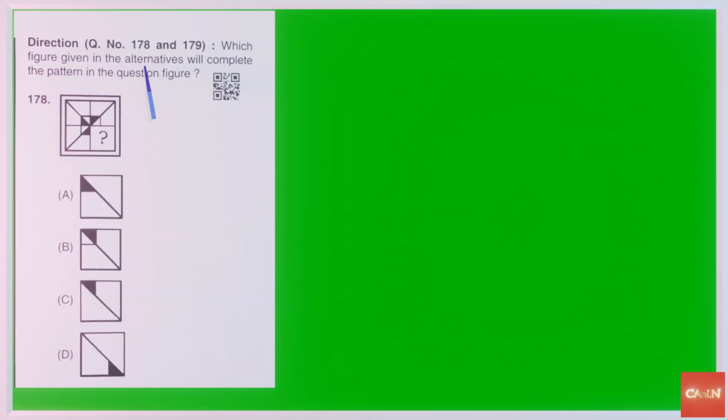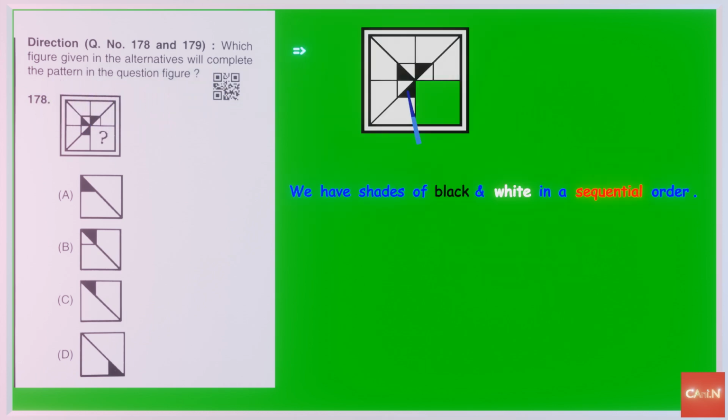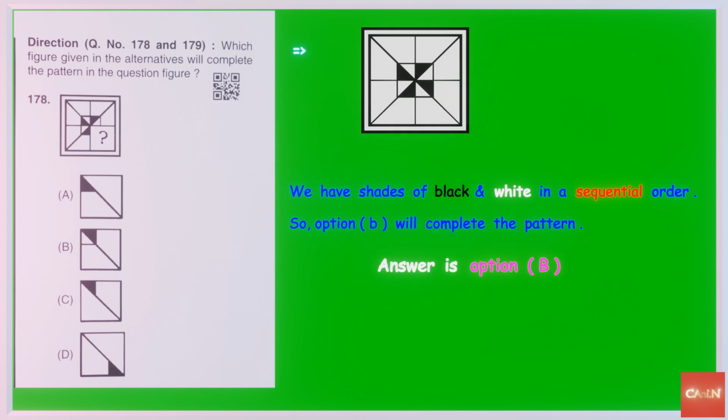Which figure given in the alternative will complete the pattern in the question figure? Here, we have shades of black and white in a sequential order. So, 4 shades of black and white to continue in sequence, option B will complete the pattern. Hence, the answer is option B.